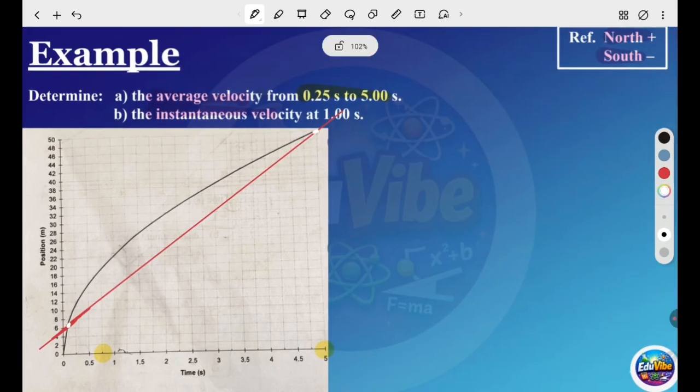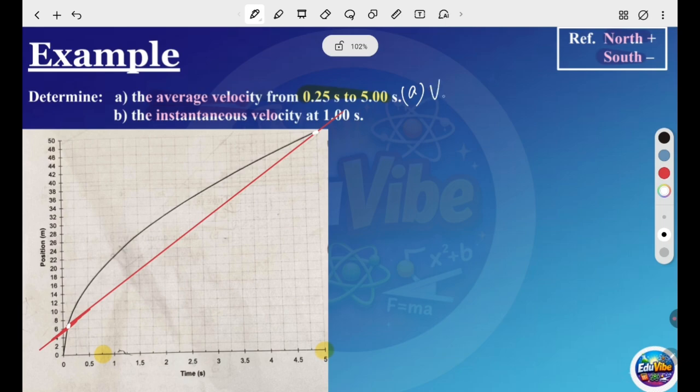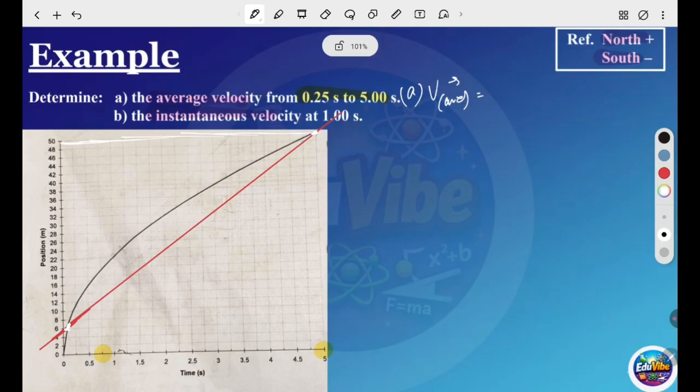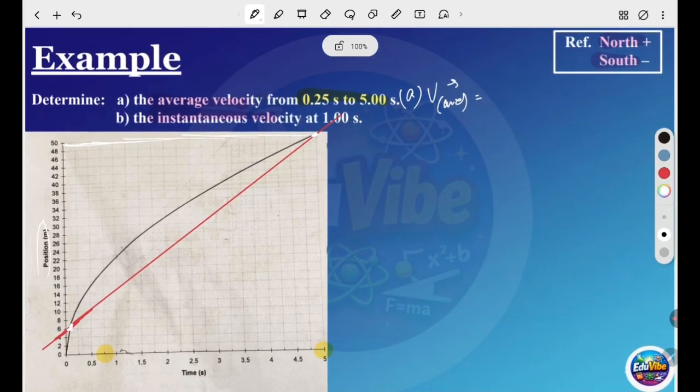So if we have to find the average velocity for A, we have one point and there is another point. This point is approximately 50 at 5 seconds, and this point is exactly at 0.25 seconds. So it's 50 and this is 0.25. If we treat it as a displacement, because velocity is displacement over time, we can write that v is delta d upon delta t.